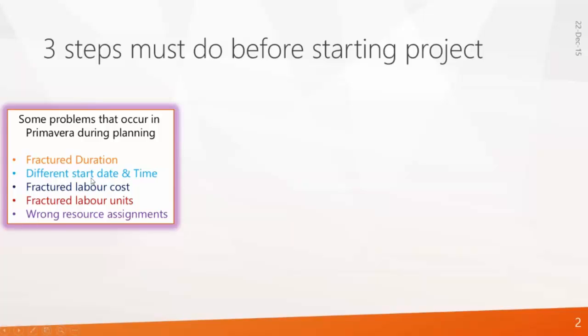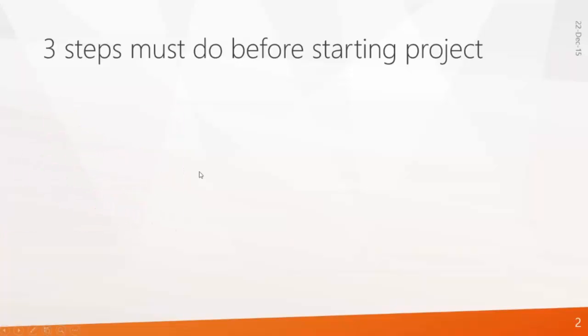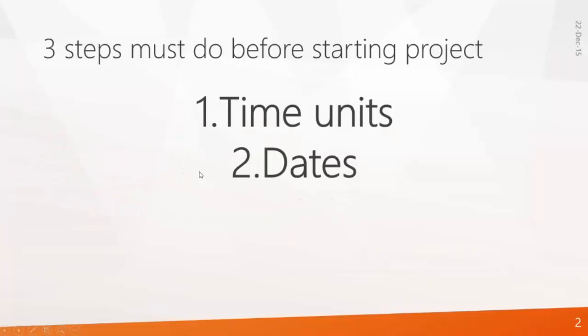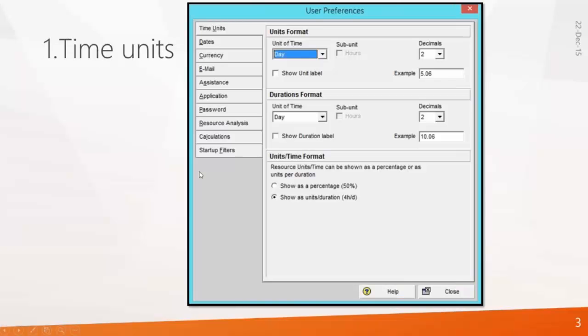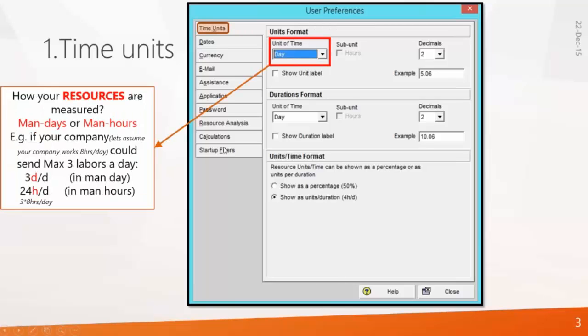There is a chance of different start date and time, fractured labor cost, fractured labor units, and wrong resource assignments. These are the problems that may occur if you didn't set the user preferences. So the 3 things are time units, dates, and assistance. Now what is time units? When you go to time units, you can see unit format and duration format. Unit format means how your resources are measured. Is it measured in man days or man hours?